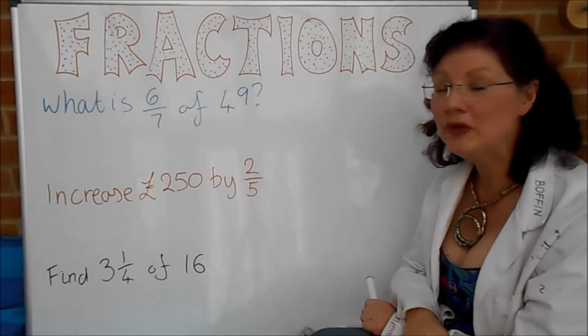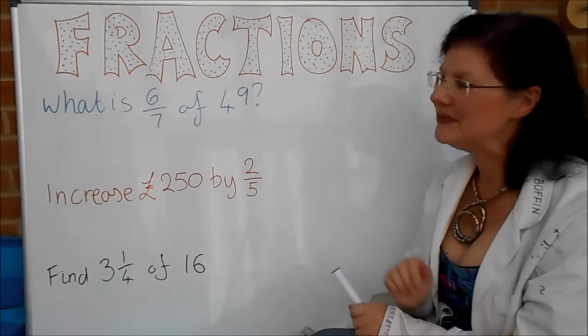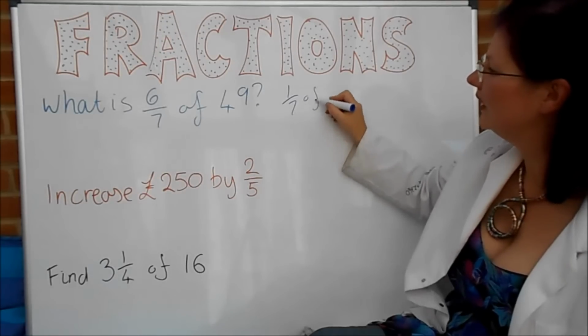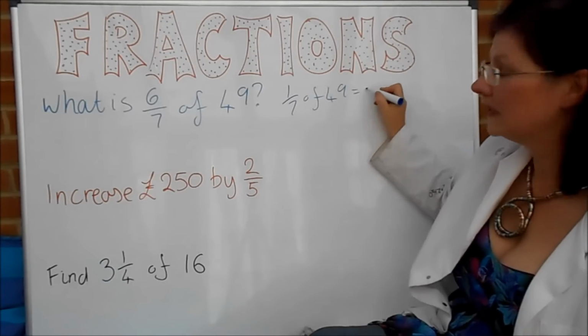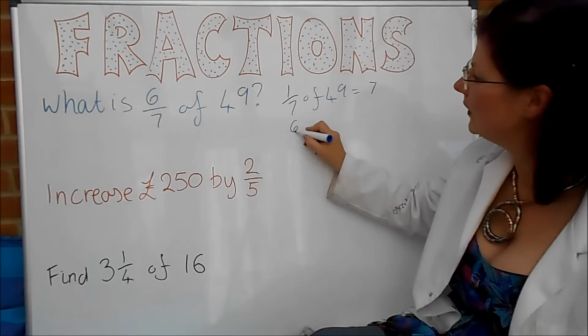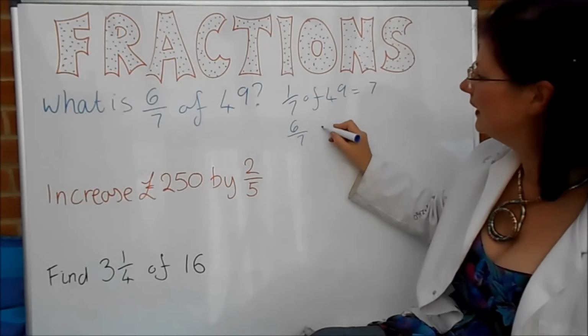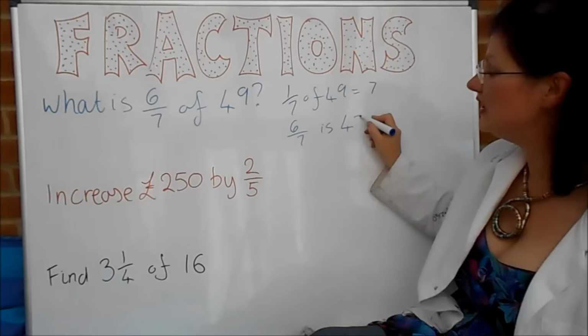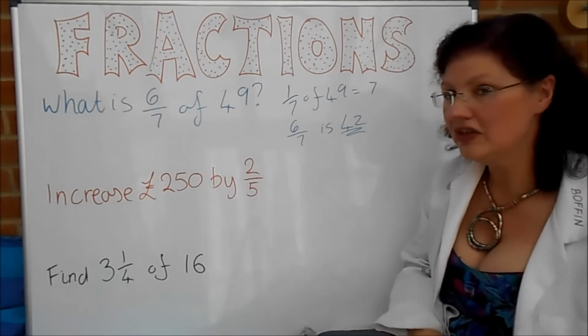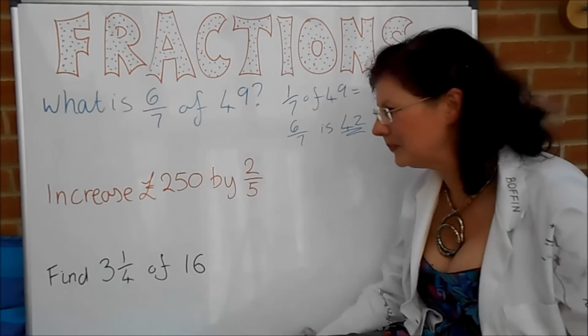Right, starting with the blue one. I hope you know your 7 times table. We need to find 1/7 of 49. That's simply 7. 7 sevens are 49. Therefore, 6/7 is 42, being 6 times 7. If you don't know your 7 times table, you might have found that one hard.